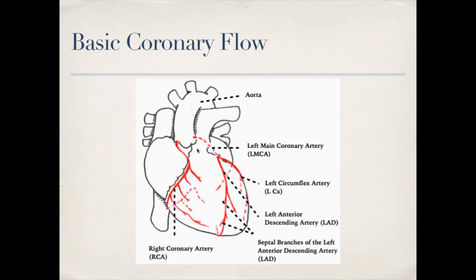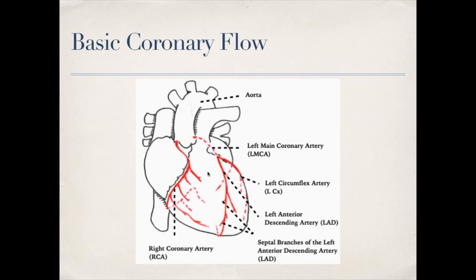The left main coronary artery comes off the aorta, and then it bifurcates into the left circumflex artery, which wraps around the lateral portion of the heart and a little bit posterior. And then the left anterior descending artery, which comes straight down the anterior portion and includes the septal arteries that come off of that. So that's kind of like the middle of the heart. When you look at the EKG, you'll be able to identify which areas are affected.